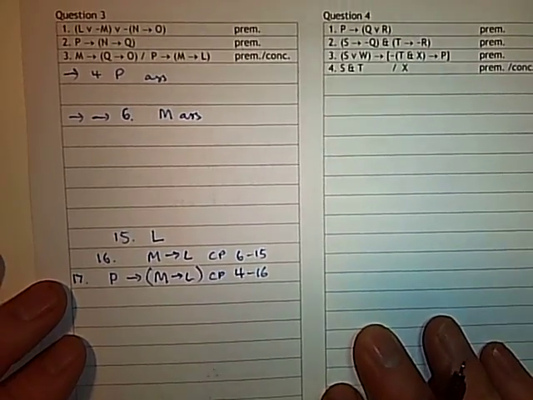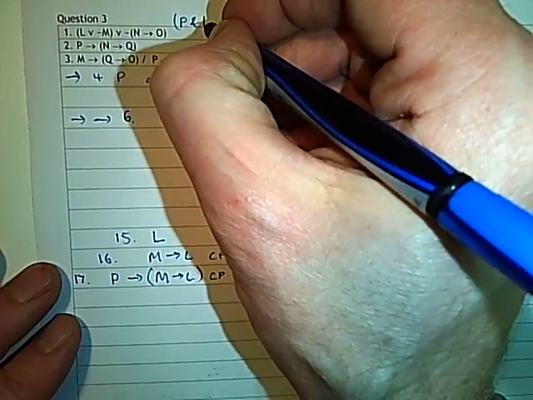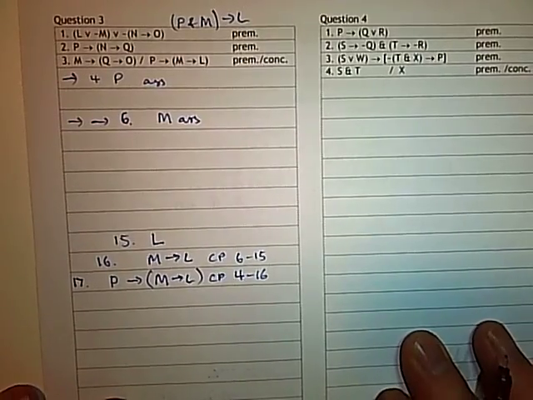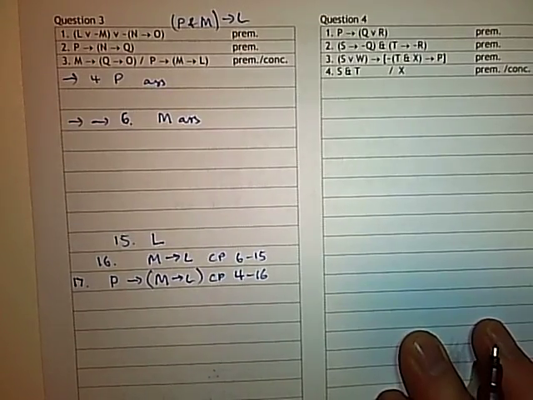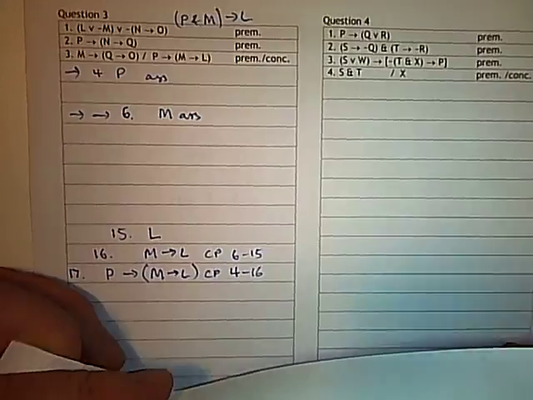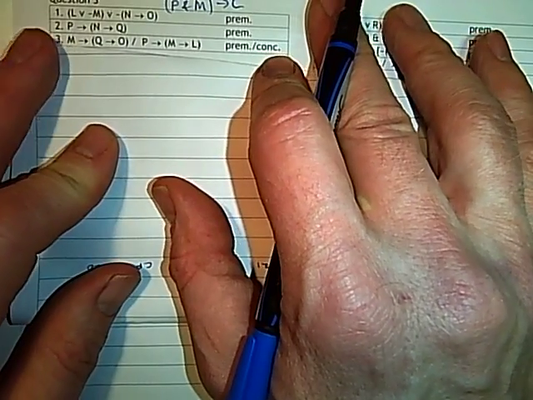Alternatively, as I said last time, you could notice that if P then M then L is actually equivalent to P and M then L. It's equivalent by exportation. So you work that out sort of by yourself off to the side, and then let's see, you assume the antecedent of that, because that's now going to be the conditional that you prove. So on line 4 you would assume P and M.